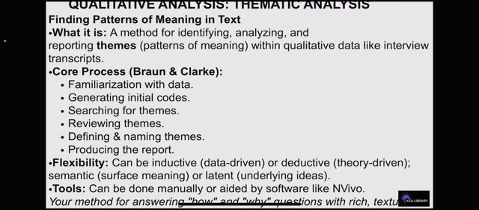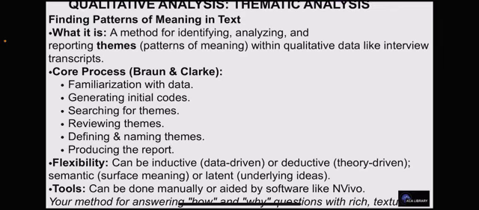The core process, according to Braun and Clarke, is: one, familiarization with data. You get yourself familiarized with the data that you'll be using for the analysis. Two, generating initial codes. Three, searching for themes in your data. Four, reviewing themes. After searching for your themes, you review them to know which ones fit more. Five, defining and naming the themes. You define the themes and segment them if necessary. And the last one is producing the report, carrying out the analysis and taking out your report.